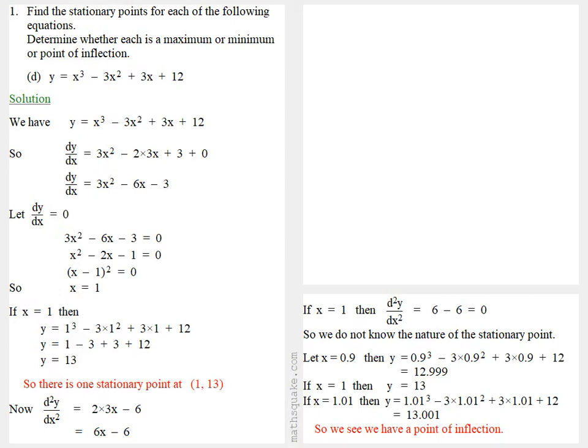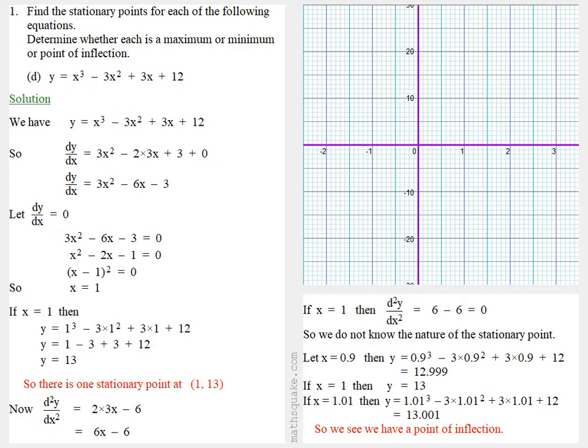We can see this if we look at the graph. If we draw some axes and then draw the curve, we see the curve flattens off at (1, 13), but it comes up from the left-hand side and then continues up on the right-hand side. So this is a point of inflection.